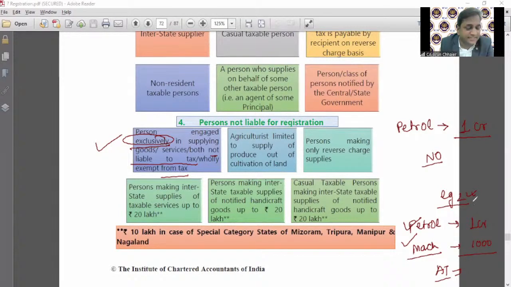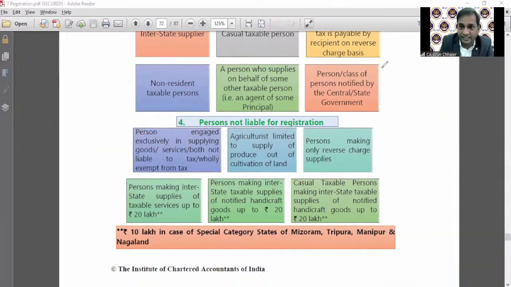So registration is not for the product. See, registration is not for the product. Registration is for the PAN number. So I am owning the petrol business under my own PAN, so I can supply any item. Registration would be for my PAN number, not for my product. Is it clear? There is less response.